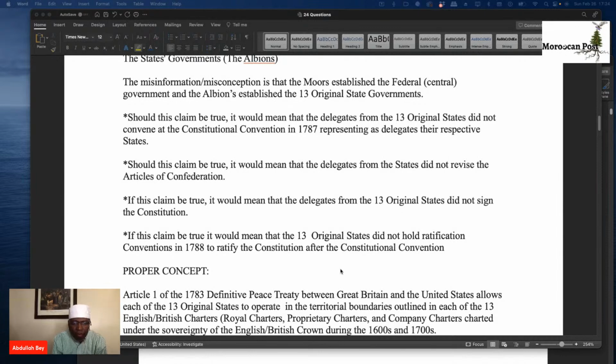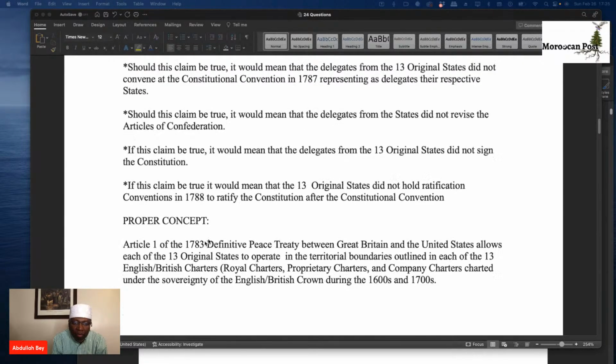Absolutely. Which you don't see any more, names. I'll keep going. If this claim be true, it would mean that the 13 original states did not hold ratification conventions in 1788 to ratify the Constitution after the Constitutional Convention.